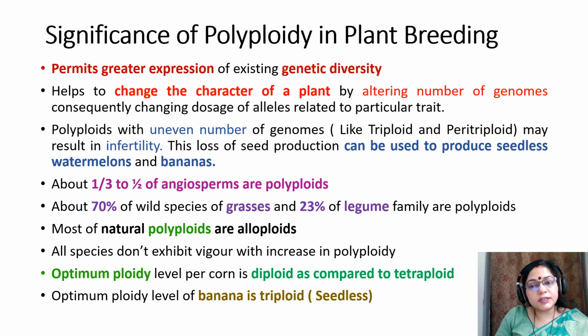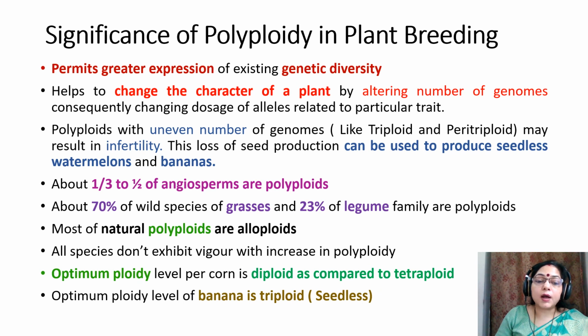Significance of polyploidy in plant breeding. It permits greater expression of existing genetic diversity. It helps to change the character of a plant by altering the number of genomes, consequently changing the dosage of alleles related to a particular trait. Polyploids with an uneven number of genomes, like triploids, may result in infertility. This loss of seed production can be used to produce seedless watermelon and bananas.